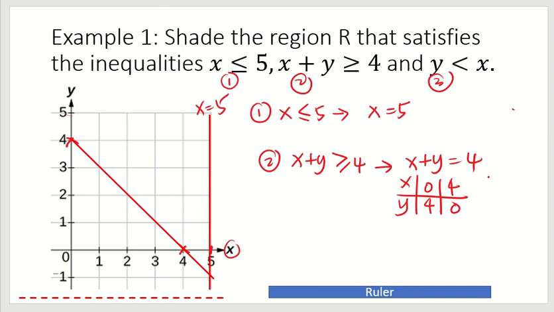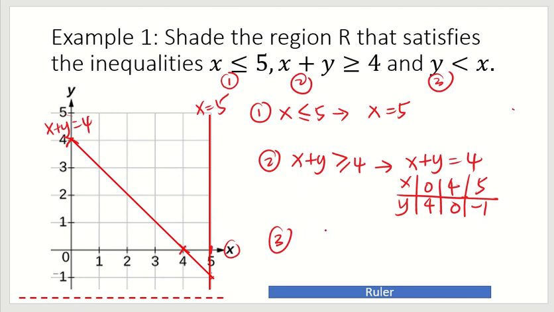You can cut at another one. Let's say if x equal to 5, then y equals what? Negative 1. So correct, it will cut at negative 1. You have to double check. Then remember to label it. This line is x plus y equal to 4.